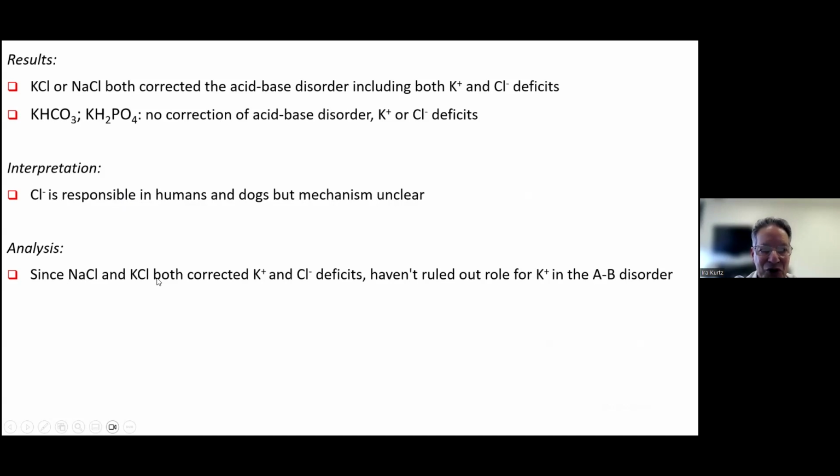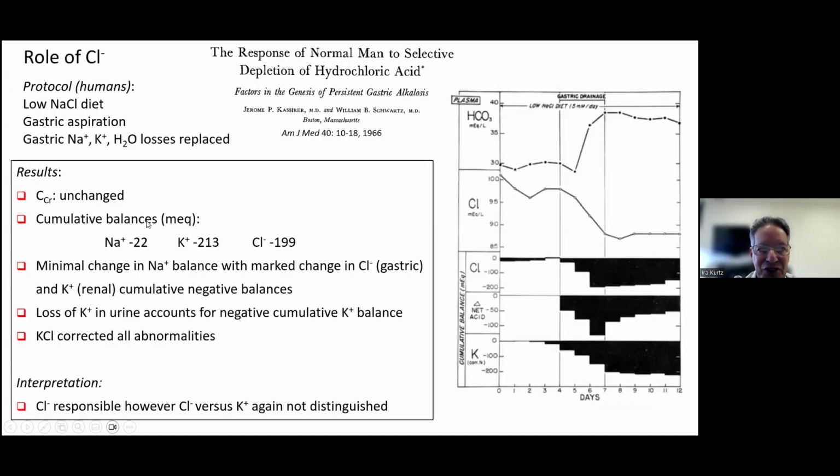However, since sodium chloride and KCl both corrected the K and the chloride deficits, they didn't rule out an effective K per se, even though it looked like, because sodium chloride could correct it also, K wasn't important in the correction. So it was still confusing. Then a subsequent paper was done looking at the response to selective hydrochloric acid removal.